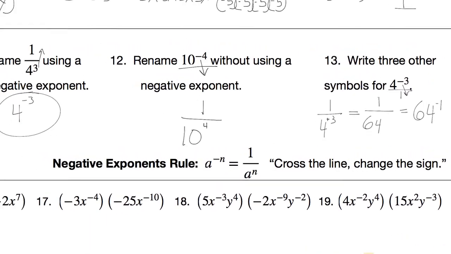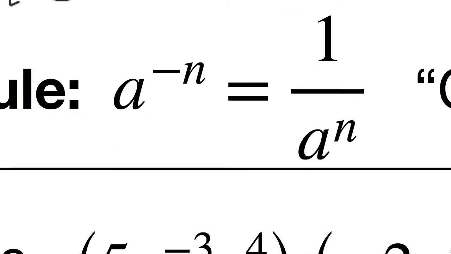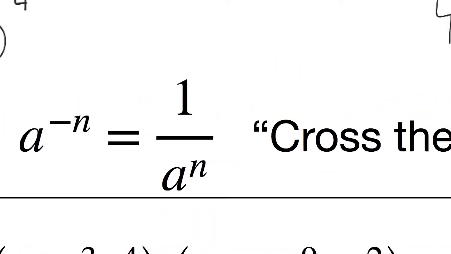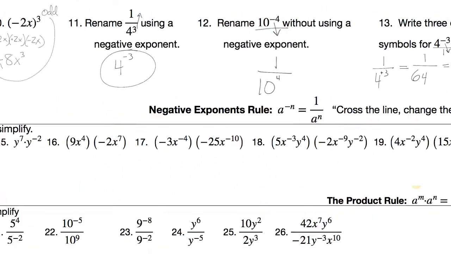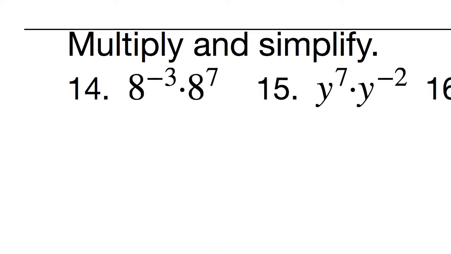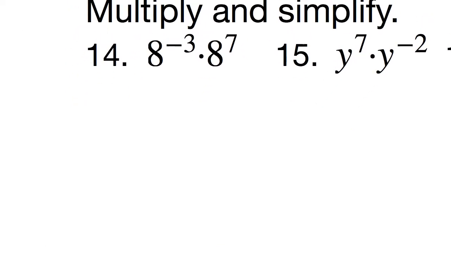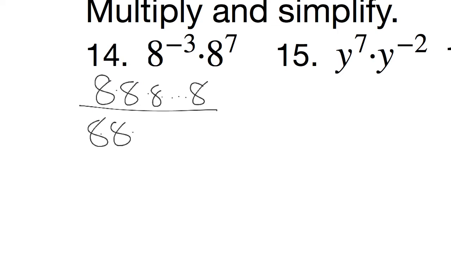In general, you can say the negative exponents rule is negative exponent means fractions. Cross the line, change the sign. 14. Multiply and simplify. If you have 8 to the negative third and 8 to the positive seventh, what that would look like as a fraction is this. You've got 8 times itself 7 times, and 8 times itself 3 times at the bottom of the fraction. 3 of them would cancel out, and you'd be left with 4 up at the top. That'd be 8 to the fourth.